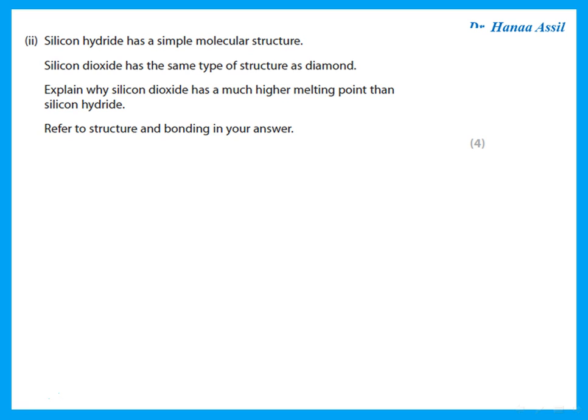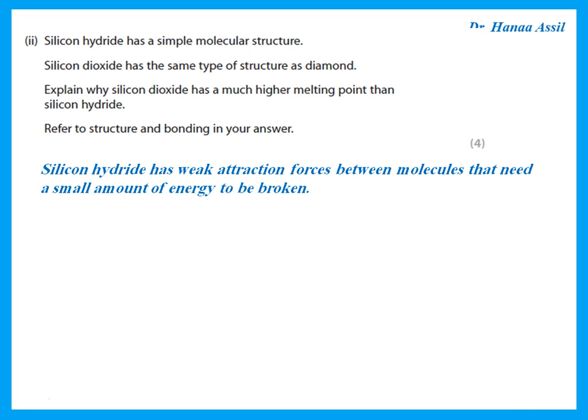Silicon hydride has a simple molecular structure, while silicon dioxide has the same type of structure as diamond. Do you remember the structure of diamond? Explain why silicon dioxide has a much higher melting point than silicon hydride. Okay, so he's saying silicon hydride has simple molecular structure. If I tell you that, that means it has low melting point. Why does it have low melting point?